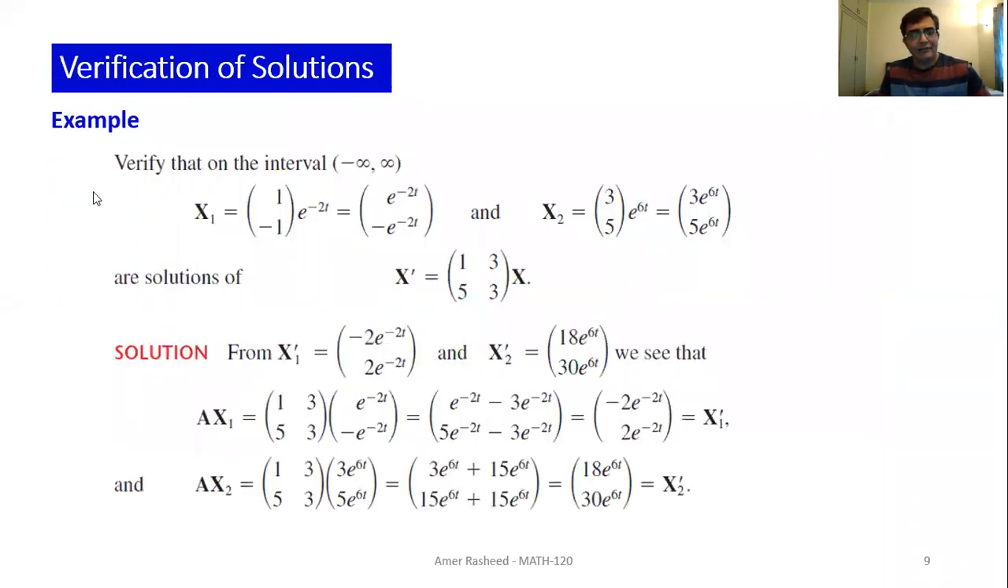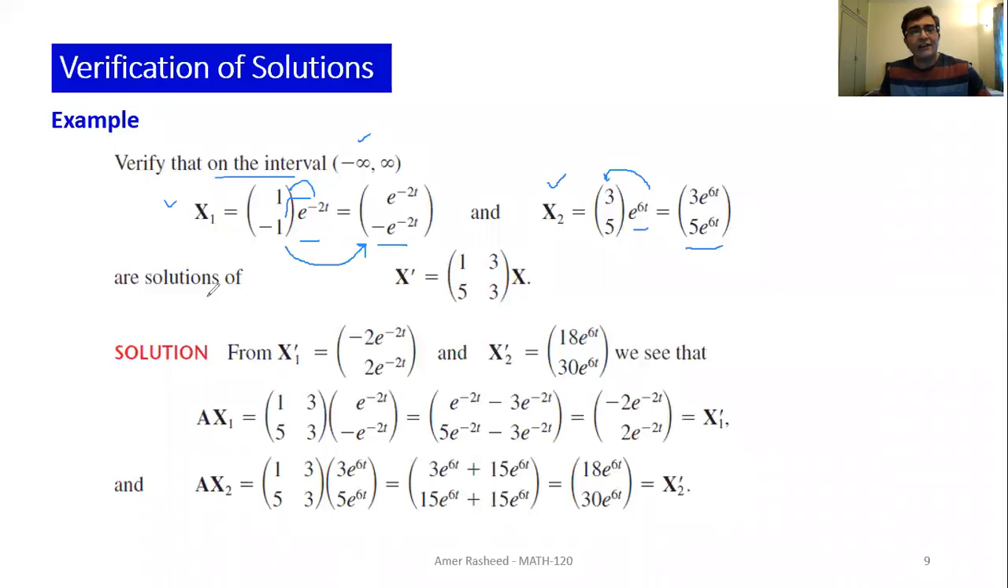Now, for example, how do we verify solutions? Suppose we have this example in which we have to verify, on the interval minus infinity to infinity, let x1 be the vector (1, -1) times e raised to power minus 2t. We can write this whole thing by multiplying e raised to power minus 2t inside the vector. Similarly, there is another solution vector x2, (3, 5) times e raised to power 6t, which can also be multiplied inside, so we can write the solution vector in this way.